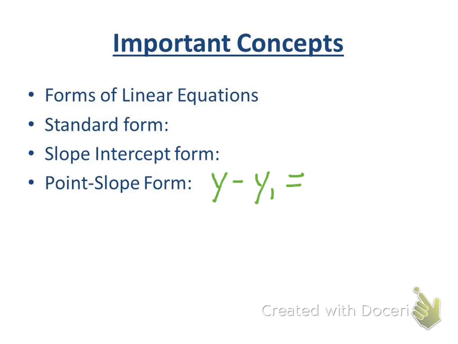Factoring. The factoring that we've done so far, it's huge. The point slope form is y minus y1 equals m times x minus x1.